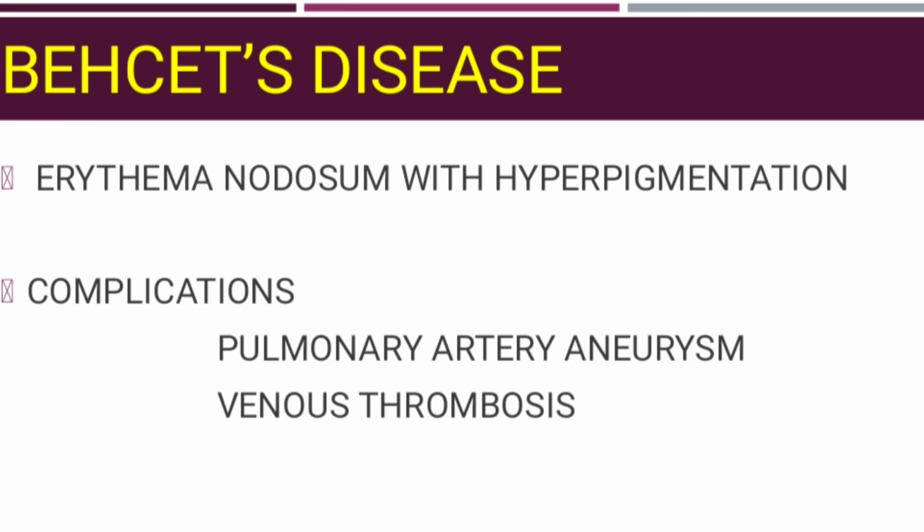What are the complications of Behcet's disease? The complication of Behcet's disease is mainly pulmonary artery aneurysm, and venous thrombosis is more common than arterial thrombosis. And what are the ocular manifestations of Behcet's disease? Ocular manifestations mainly include panuveitis, and there is joint and GIT involvement also.